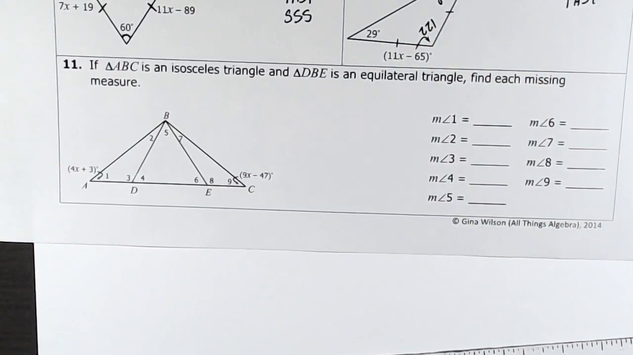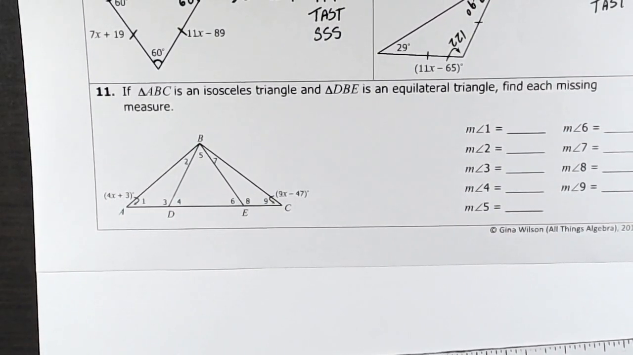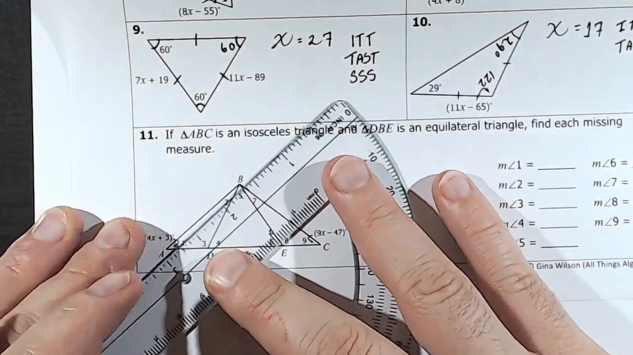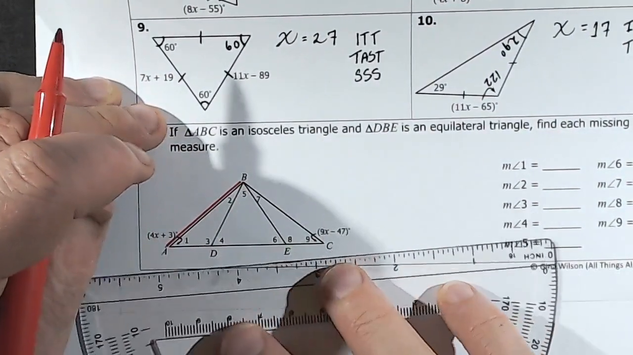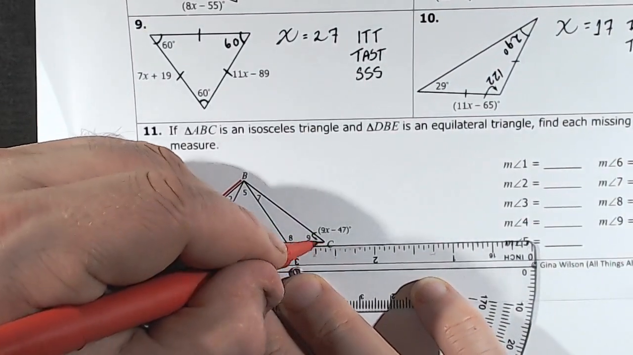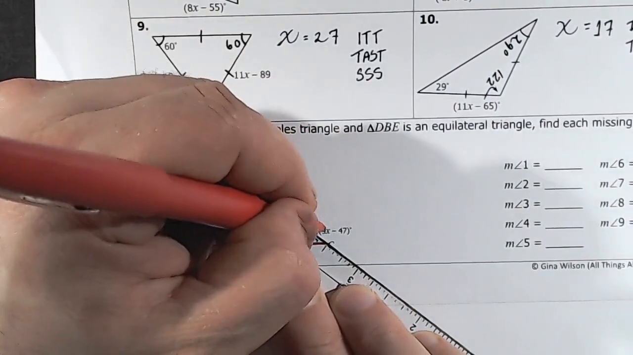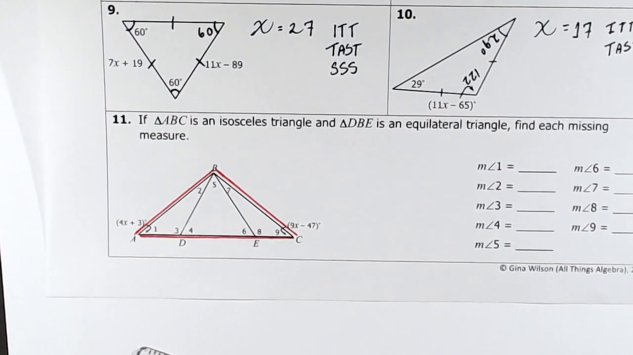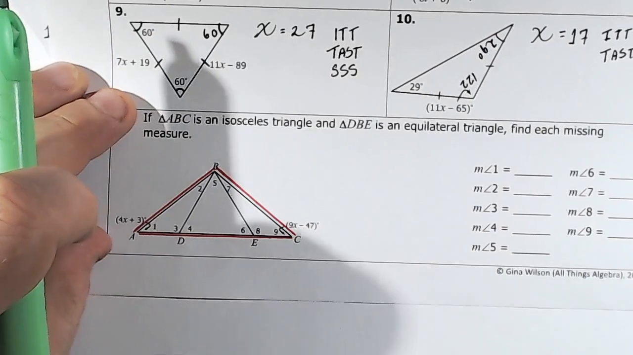Number 11 looks like a nightmare. Really does, doesn't it? It tells us that ABC, let me show you triangle ABC. That's the big triangle here, the big tent around the outside. So let's highlight that. This big triangle here is an isosceles triangle. That's what it's telling me. And then it's also telling me that triangle DBE, that's this triangle inside, is an equilateral triangle. So this triangle inside, let me use this green highlighter here.